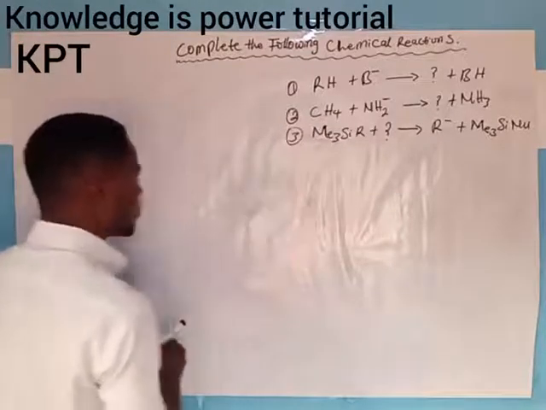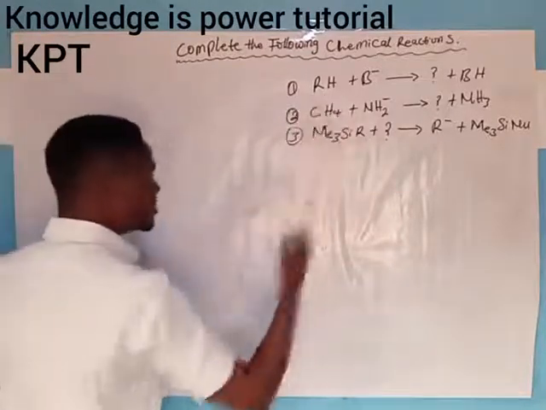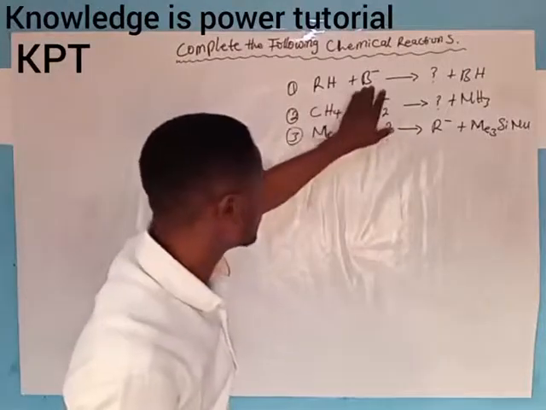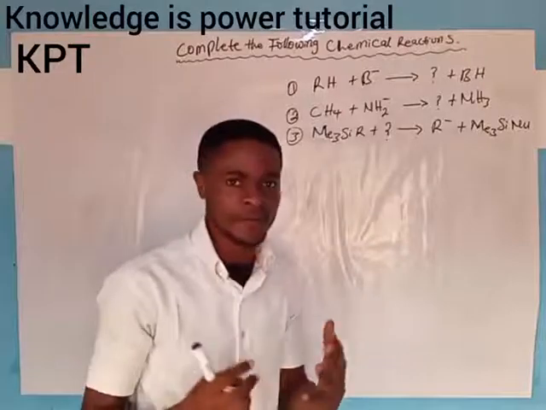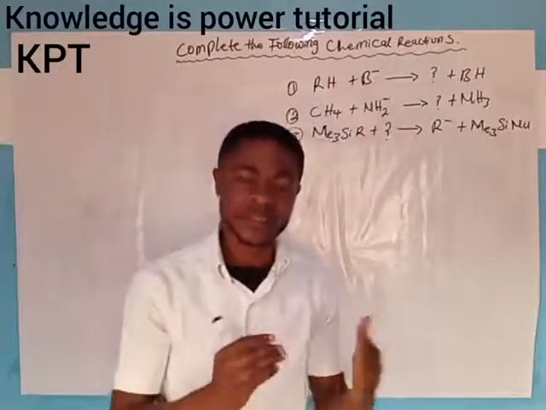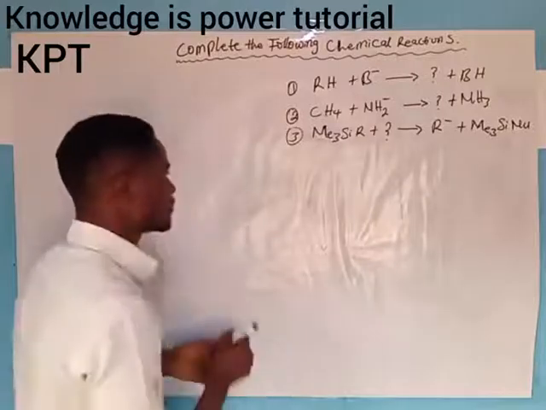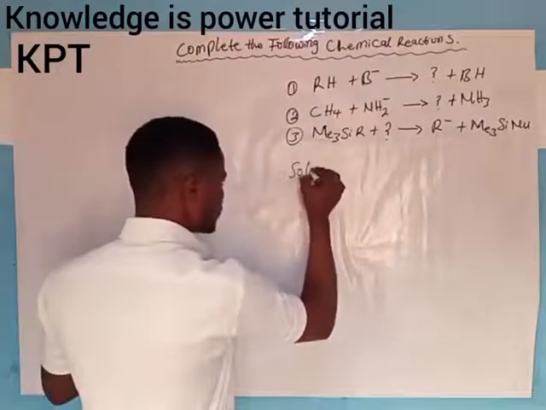So let's quickly do that without wasting most of our time. Let's start with the first one. This RH here simply means alkane. So when alkane reacts with B minus, B minus simply means nucleophile. So it means that whenever an alkane reacts with a nucleophile, what are the things that it's going to give us? So let's quickly start off the solutions.